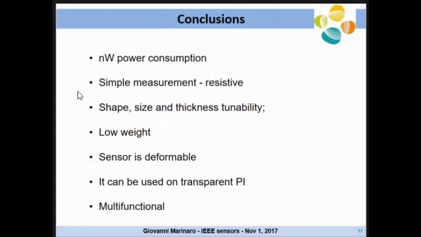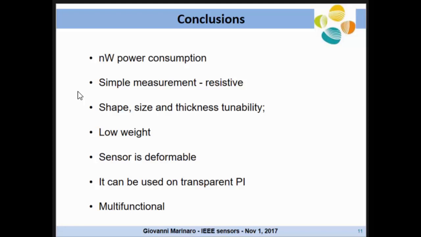In conclusion, we can say that our sensors have very low power consumption and are simple for measurements, since they have just a resistive behavior, and you can tune shape, size, and thickness as you wish. The sensor is very light, deformable, and can be used as transparent polyimide.